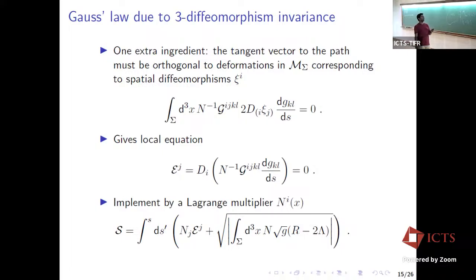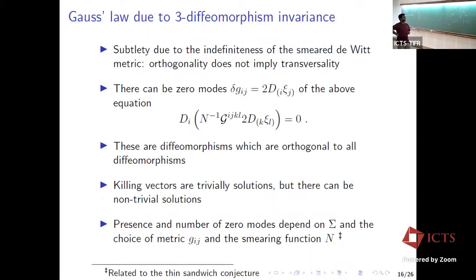And since this should hold for all z^j, this gives rise to a local equation, which is this. And this we implement by a Lagrange multiplier this way. And this was the formula for S, which we will get if we follow the procedure which we did in classical mechanics. So there is a subtlety about these equations, which I would like to spend a few minutes on, because this feature is unique to GR among all the classical field theories one studies.